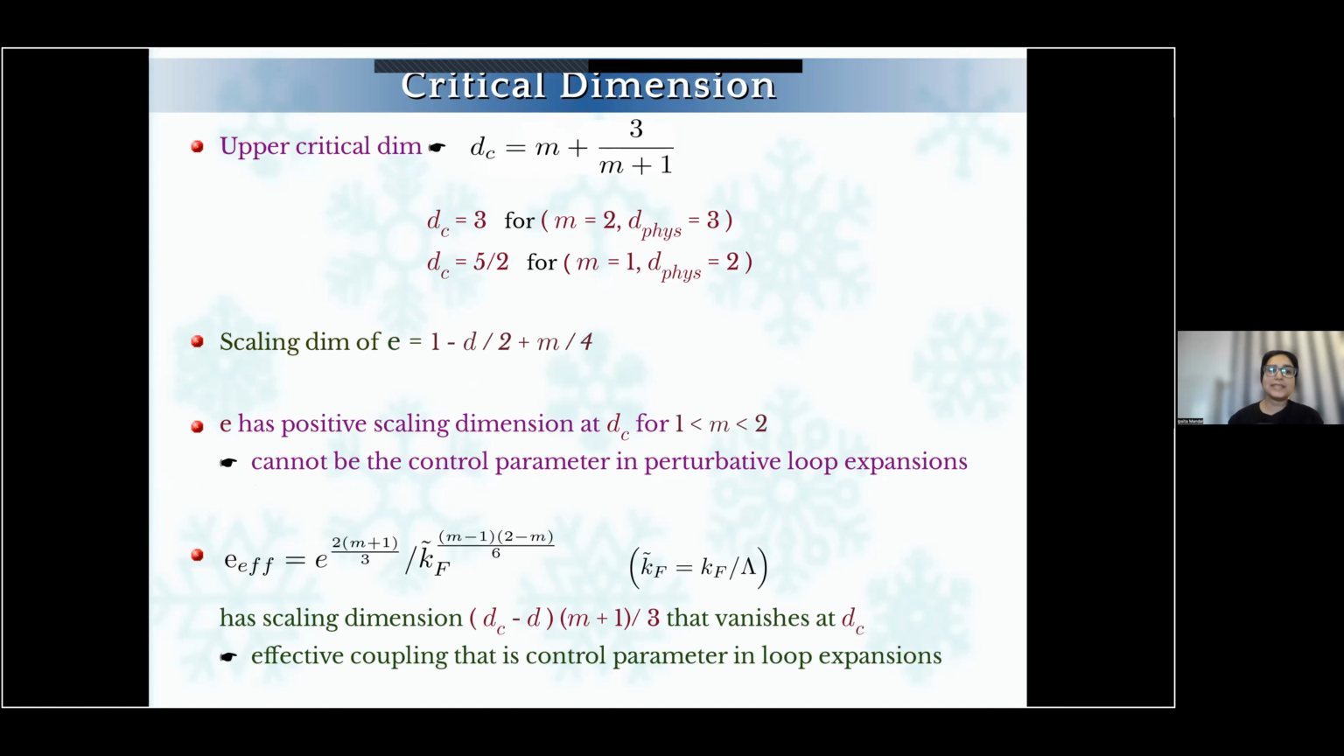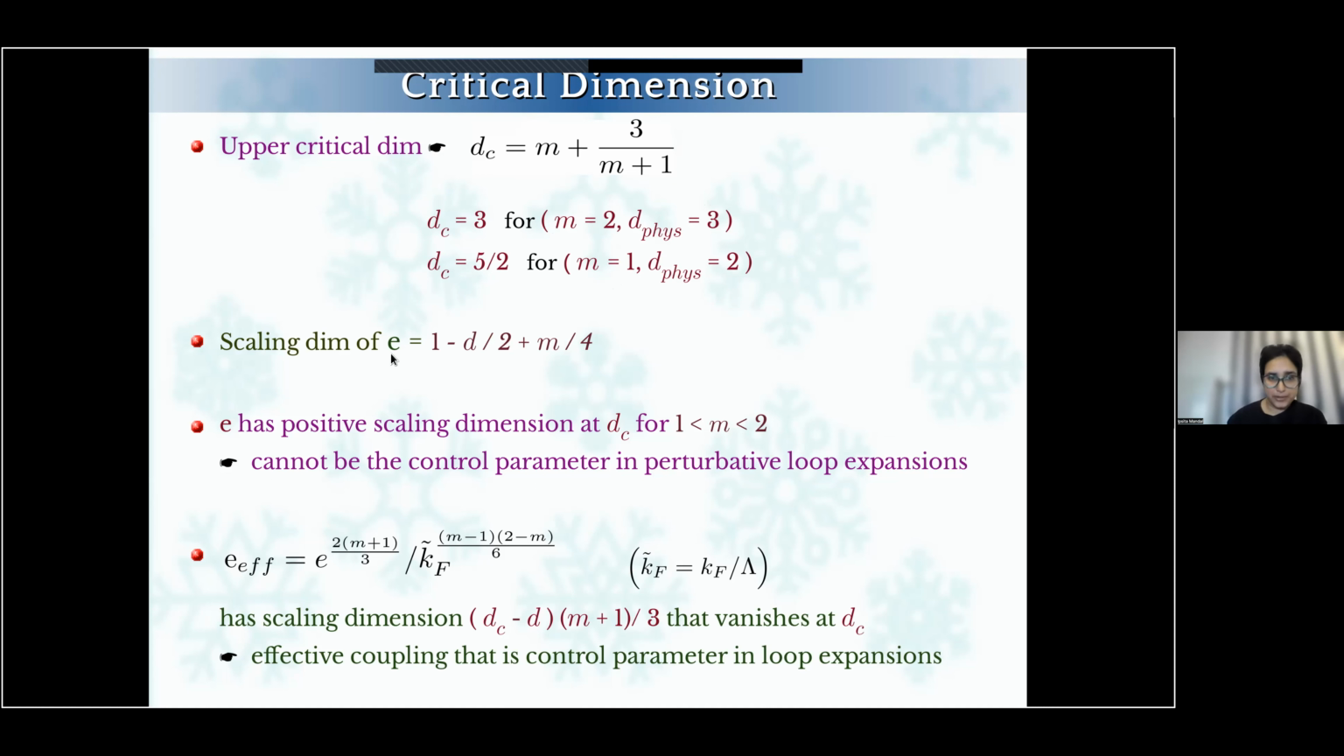By employing this method, we could identify the upper critical dimension, and it gave us the value (M+3)/(M+1). So for a three-dimensional system, which has a two-dimensional Fermi surface, or M equal to 2, DC is equal to 3. That means now epsilon is equal to 0, which is a marginal Fermi liquid. Now, for a two-dimensional system, which has a one-dimensional Fermi surface, or M equal to 1, DC is equal to 5/2. So epsilon is equal to 1/2 for this system.